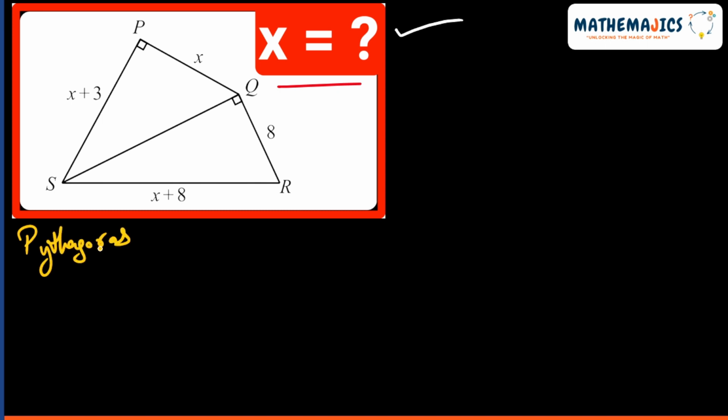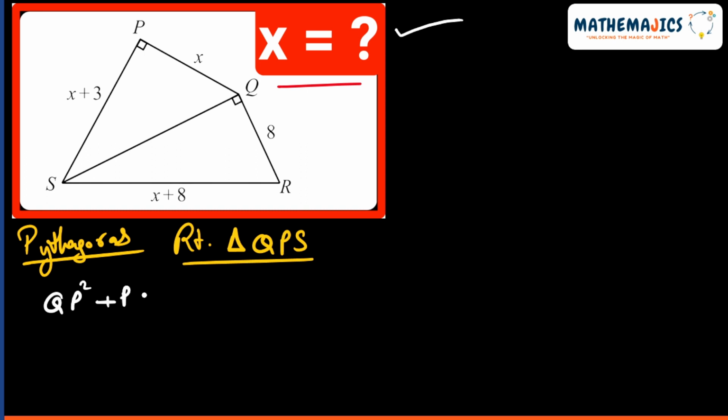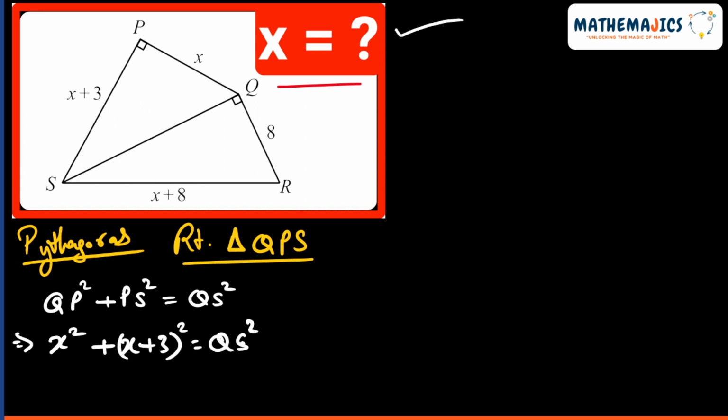Pythagoras theorem in right triangle QPS. Okay. So if we apply Pythagoras theorem here, we will get QP square plus PS square is equal to QS square. Correct? Now what is QP? QP is x square. PS is x plus 3 whole square is equal to QS square.